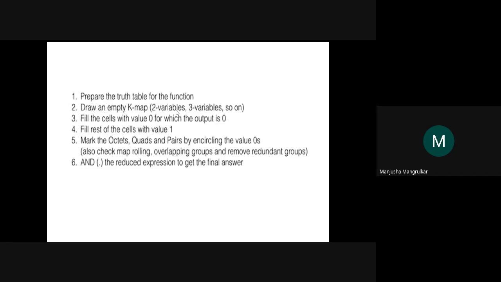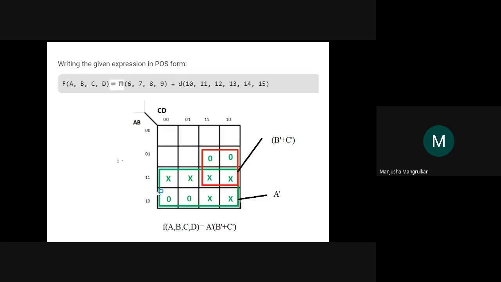Draw the K-map of 2, 3 or more variables, whatever it is. Fill the cells with 0 where the output is 0. Fill the rest of the cells with the value 1. Mark the octets, quads and pairs of 0s. Also check the map for overlapping groups, remove the redundant groups, and use the reduced expressions to get the final answer, right? These are the steps.